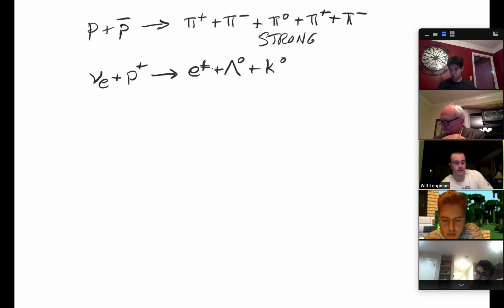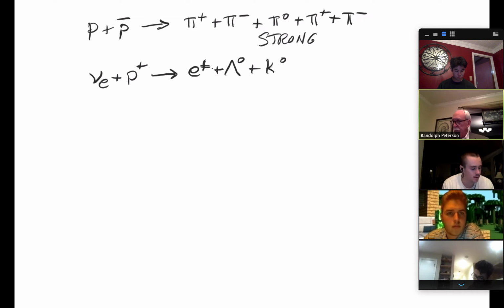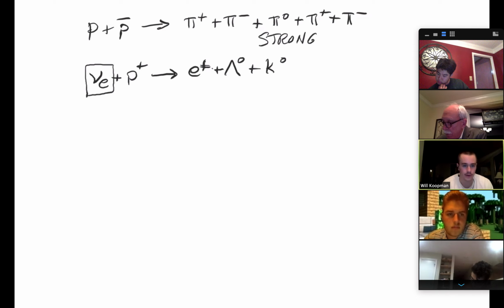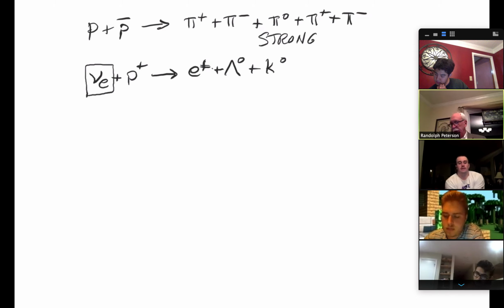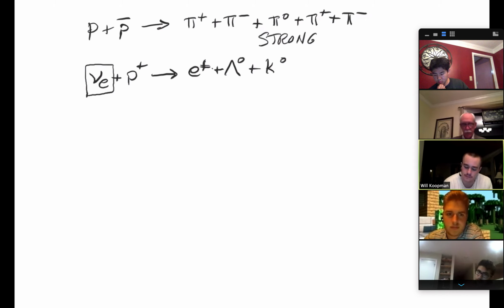Did it not work because of mass energy? We can bring in any energy we need from the neutrino. Oh yeah, I forgot. I forgot that it was a collision on that left side.